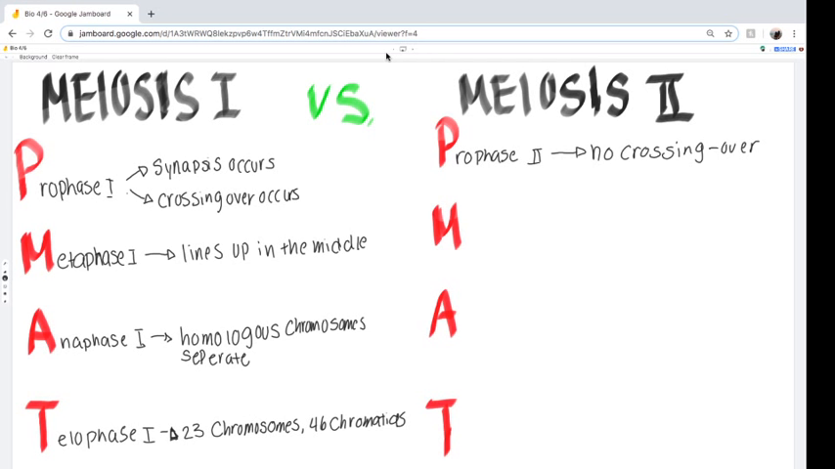Now, in metaphase 2, the chromosomes line up in the middle, but it is in a single file. It's not the two chromosomes in the middle anymore. It's in a single file. So we could say that it lines up in a single file.